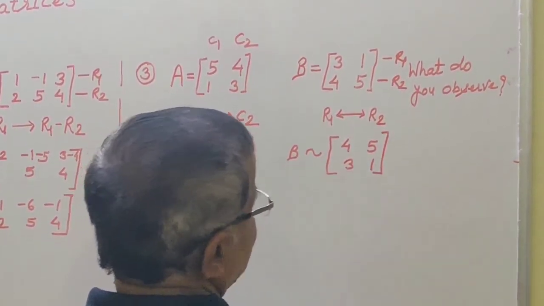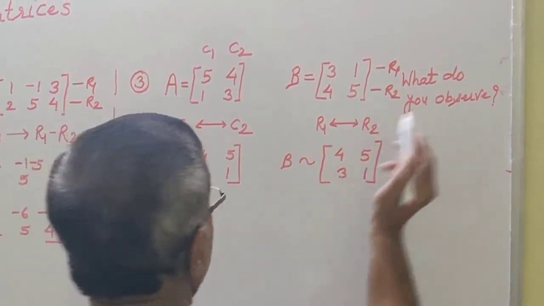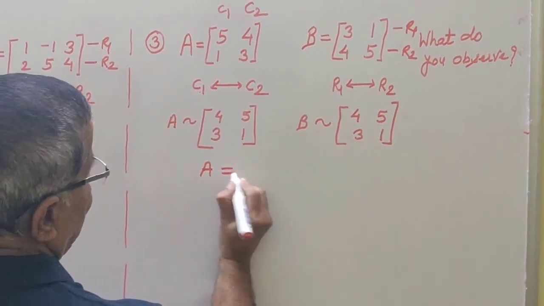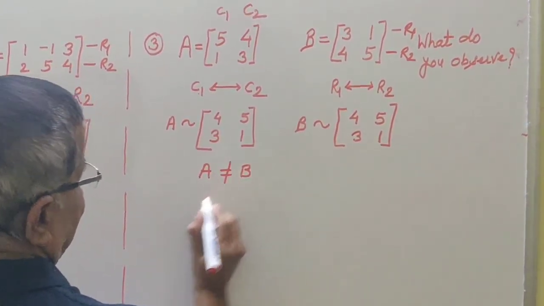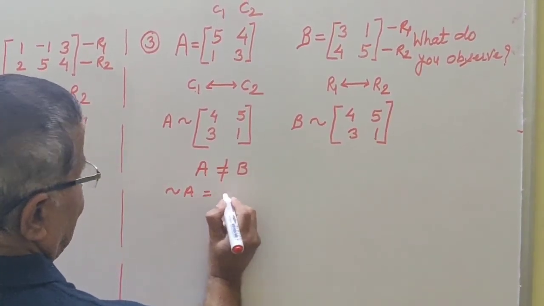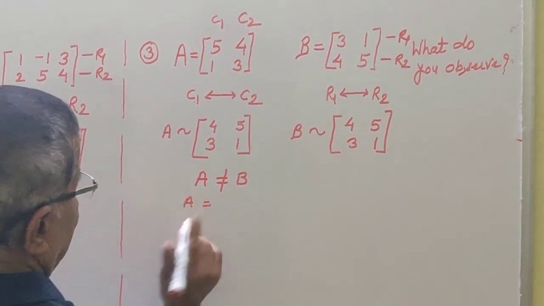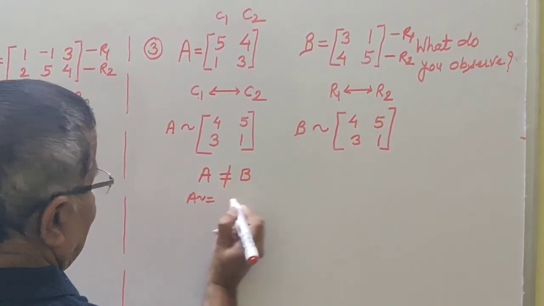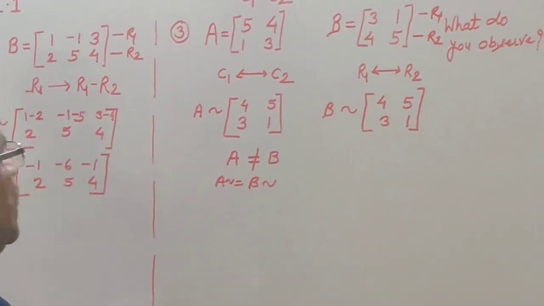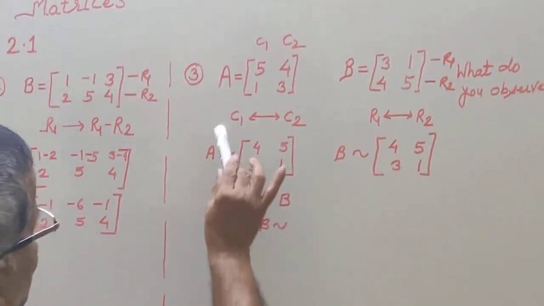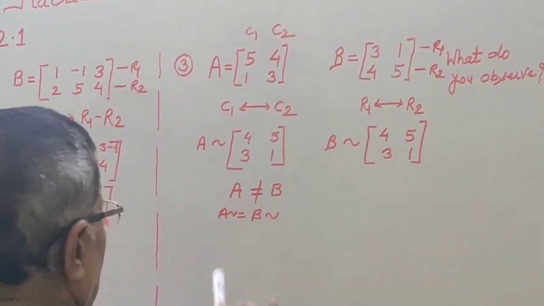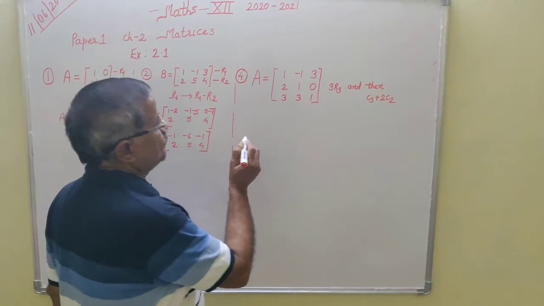Now the question asked in this question is what do you observe? Means the matrices A is not equal to B matrices, but equivalence of A is equal to equivalence of B. You can write down A equivalence is equal to B equivalence. This is the problem number 3. Means you have to apply only the operations which are given in the problem and decide whether they are equal or not. Now we will start problem number 4.